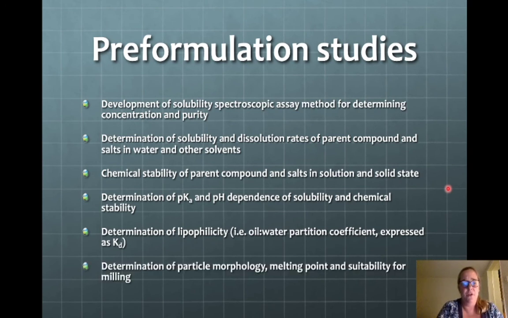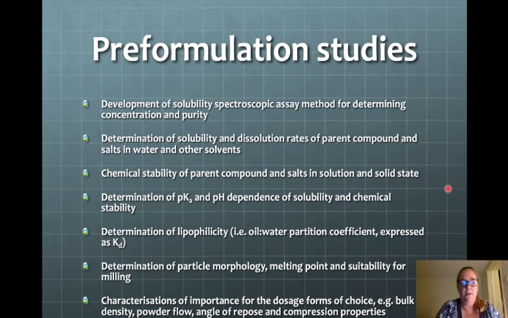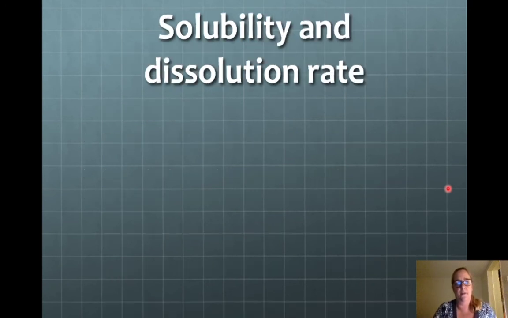We've also got the determination of particle morphology and melting point and suitability for milling. Okay, so remember the particle size is quite critical for that. If you have a fine powder, then you may get a lot of dust and you may lose your product. It's not ideal when you're trying to prepare your compounds for encapsulation. The characterization of importance for the dosage forms of choice, so bulk density, powder flow, angle of repose, and compression properties are all important for the pre-formulation studies.